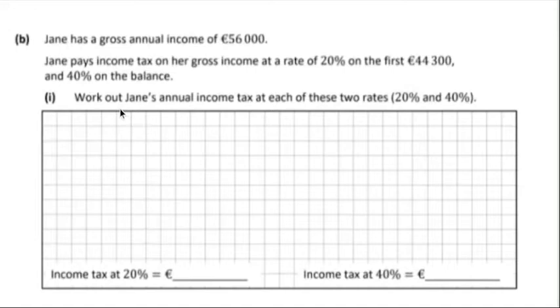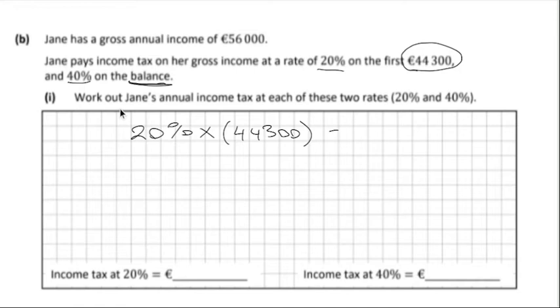The key word here is the balance. Anything above the cutoff of 44,300, we're going to apply 40% tax to that. For the first band at 20%, we will get a result of 8,860 euros.